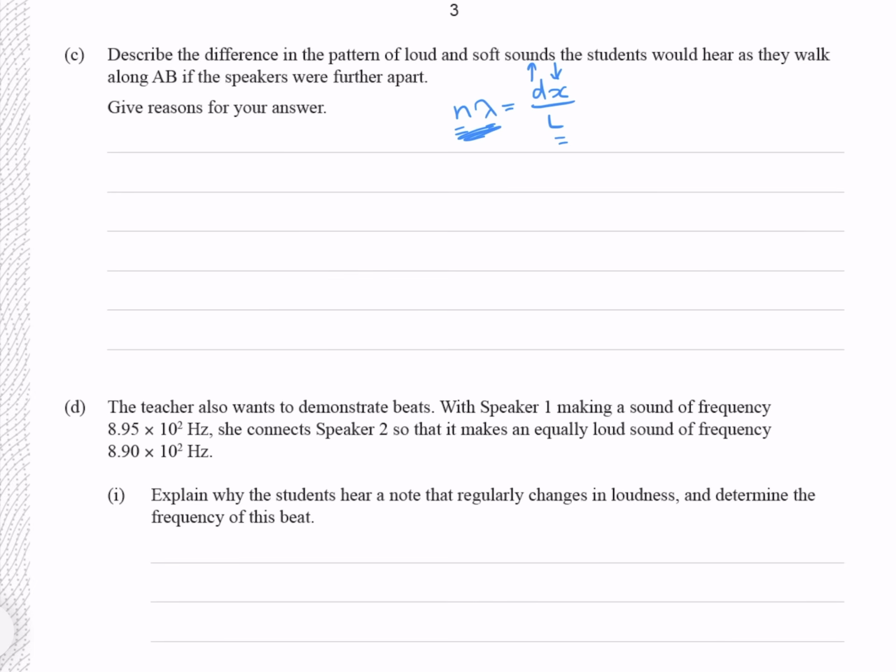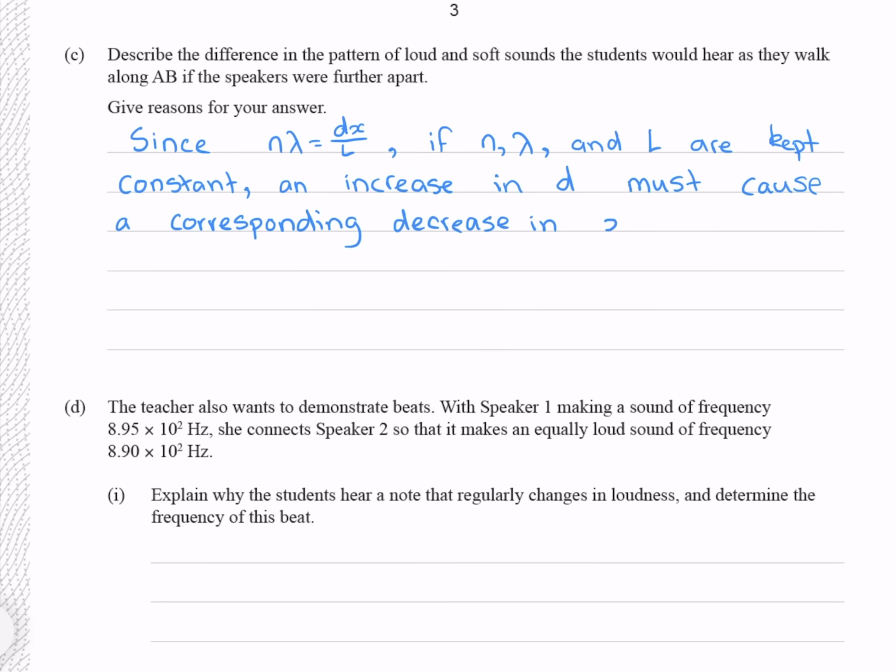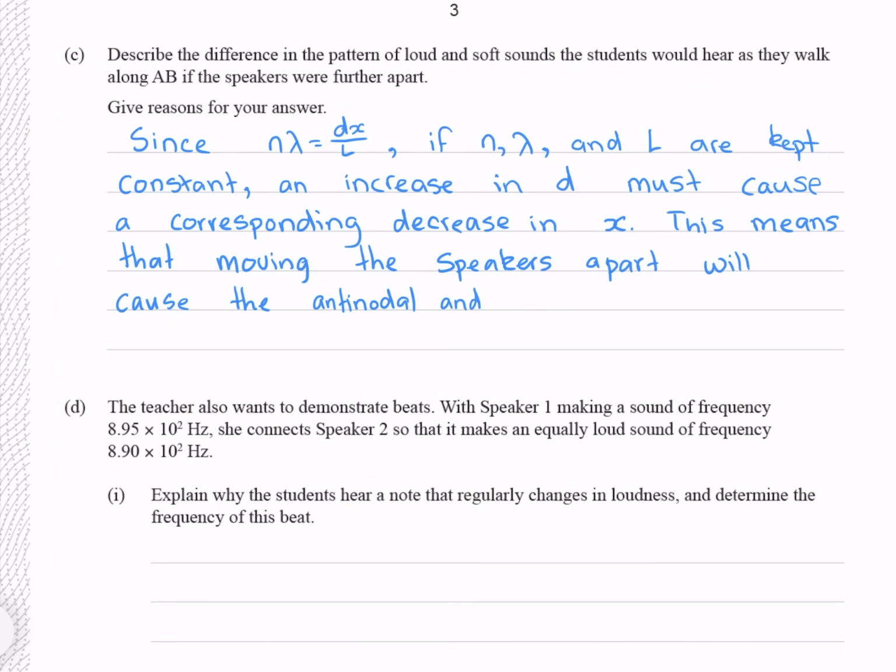In other words, as we move the speakers further apart, the distances between the nodal and antinodal lines must decrease. Since n lambda equals dx over L, if n lambda and L are kept constant, an increase in d must cause a corresponding decrease in x. This means that moving the speakers apart will cause the antinodal and nodal lines, loud and quiet lines, to move closer together.